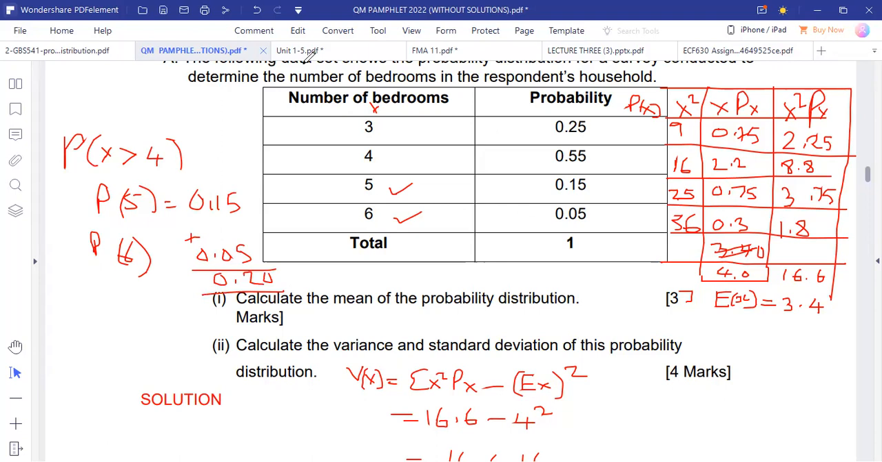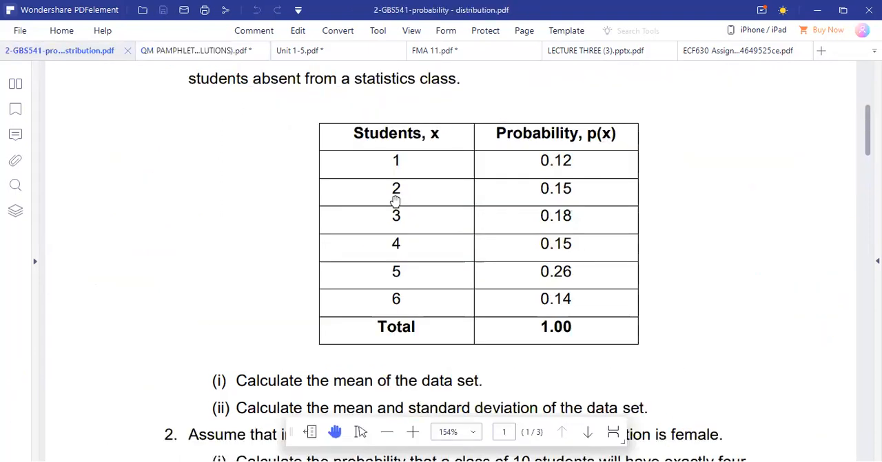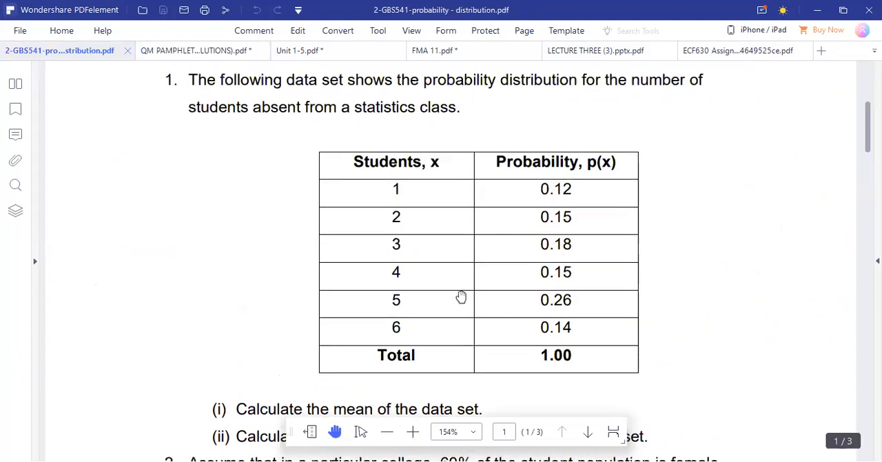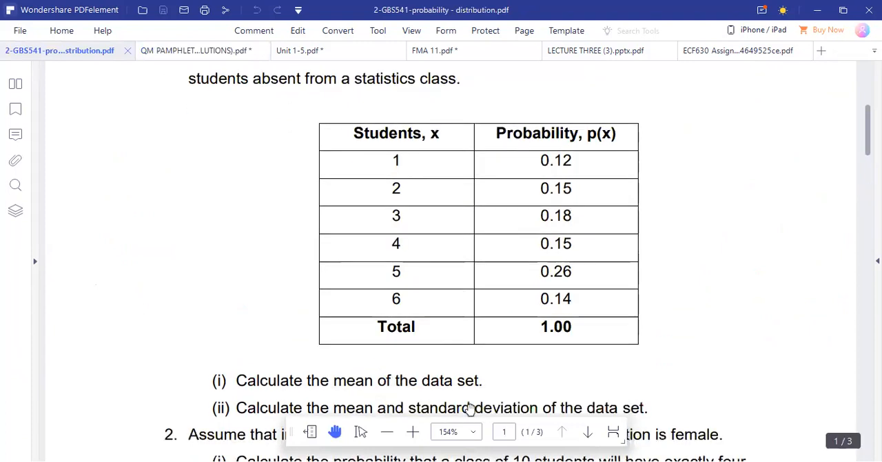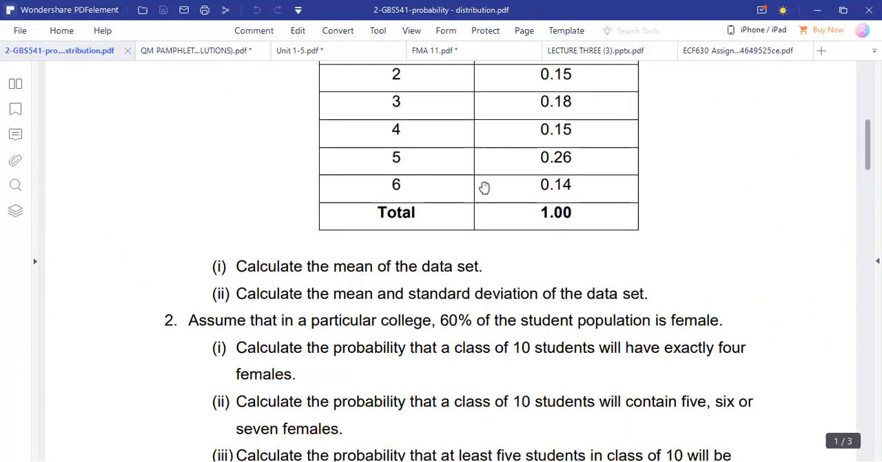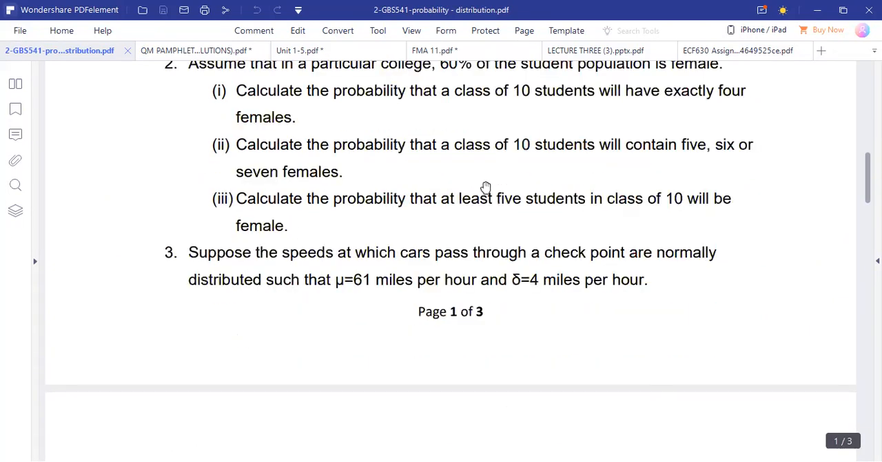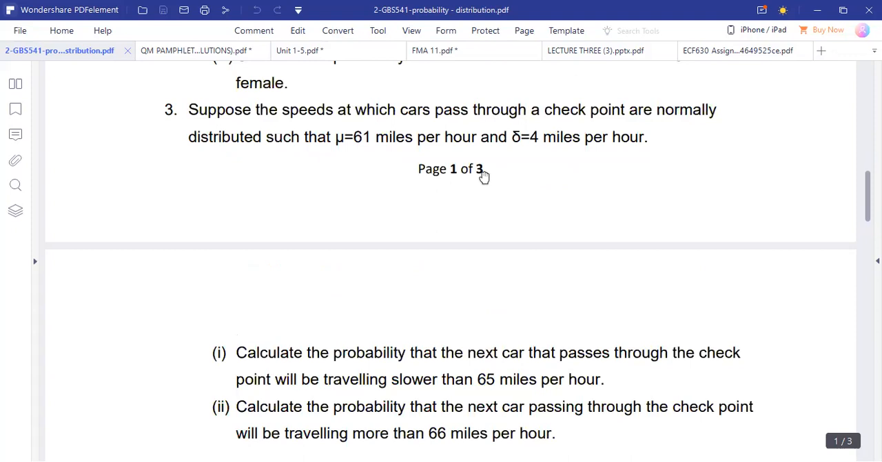All right. So your homework will be question number 1. You find the variance and standard deviation of this, because the mean has already been found. Okay. So this is under what we call discrete random variables.